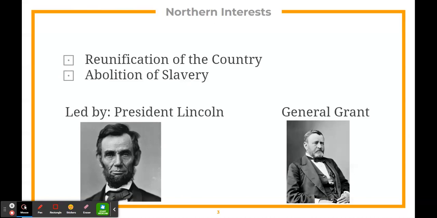They only wanted to stop the expansion of slavery because they feared that slaves would take over their land, especially with westward expansion, and this would hinder their advancements in westward expansion. And this group was known as the Union during the war. They wanted to preserve the Union and stop the South from seceding. And key figures were President Lincoln and General Ulysses S. Grant.